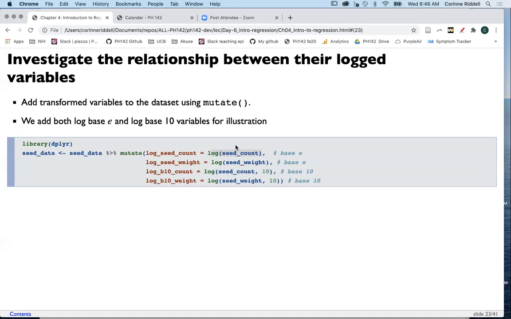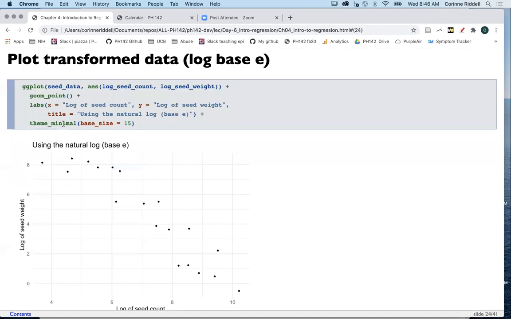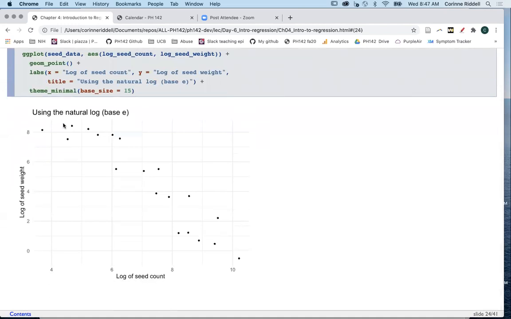Okay, so log. We're adding logged variables to our data set. I actually have added them base E, and I've also added them base 10 because there's something I want to show you with them. Now we've logged both variables. Let's look at the scatter plot for the relationship between the logged variables. So redo the scatter plot, but change what X and Y are. And now look at the relationship between X and Y. And you'll see, using the log base E variables, they're linear.